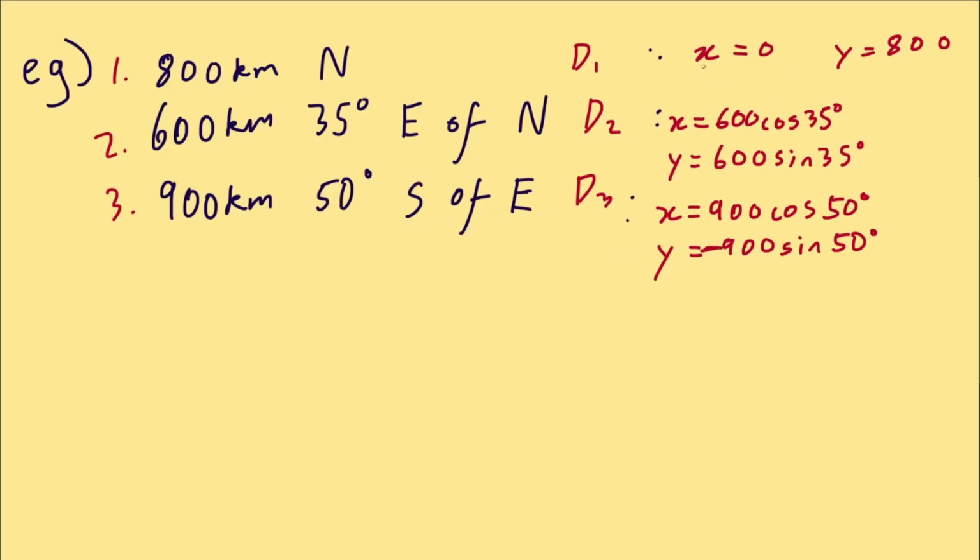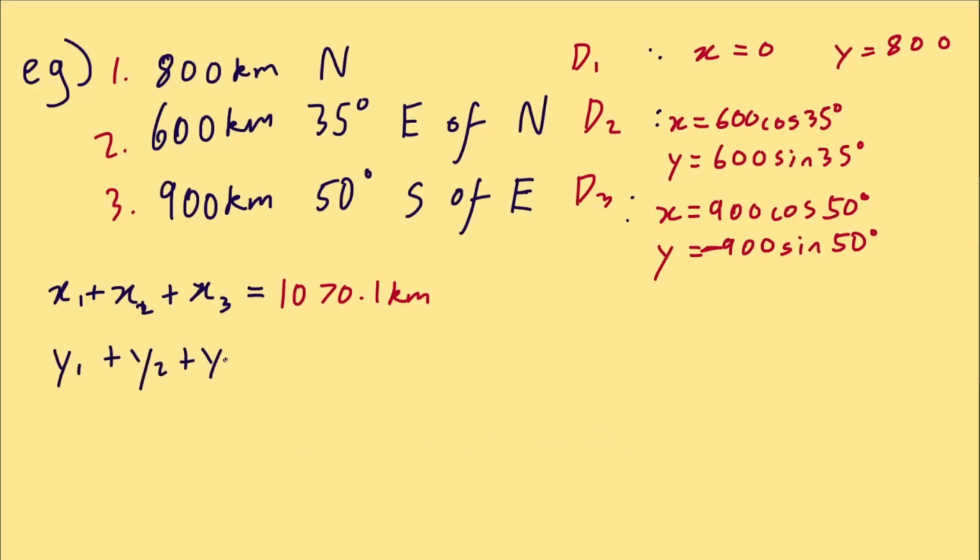Now we're ready. We just have to add all of these x's and y's together. So all the x's, if you put it into a calculator, 1070.1 kilometers. So that's his x vector. How about y? Well, when you add all the y together, you get 454.4 kilometers.